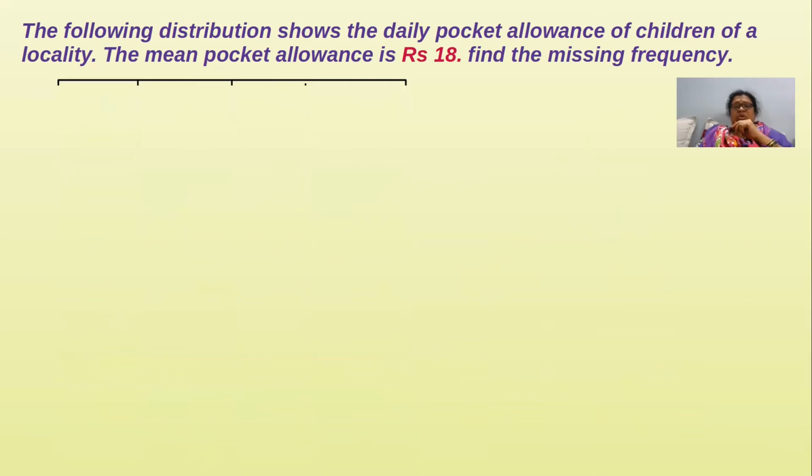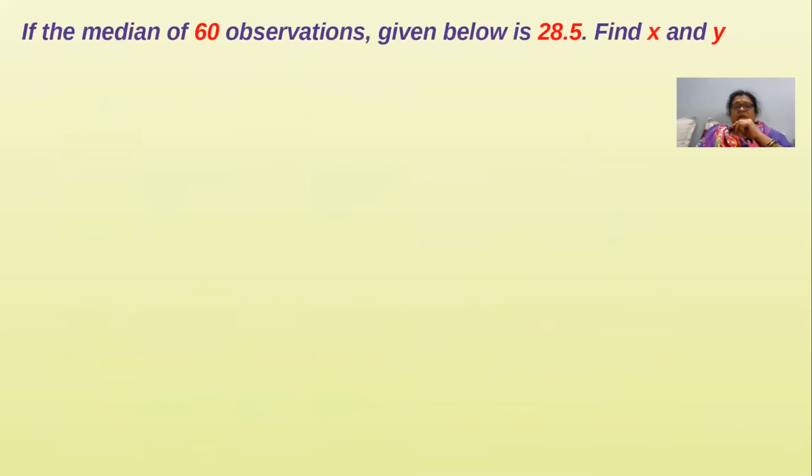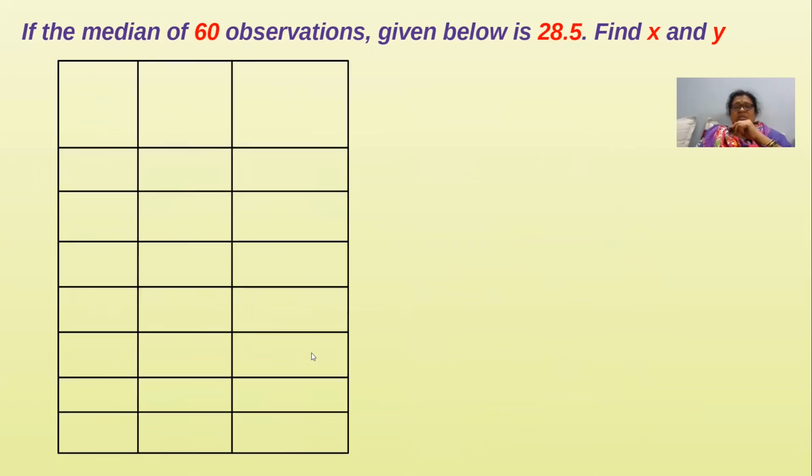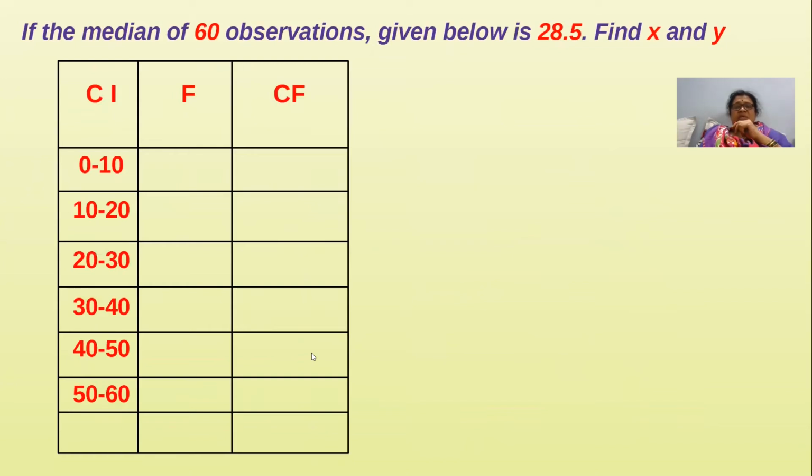We'll see one more typical problem in median. That is, if the median of 60 observations given below is 28.5, find x and y. So in this table, the class intervals are given and the frequencies are given. See, look at the frequency. There are two unknown values. One is x, the other one is y.